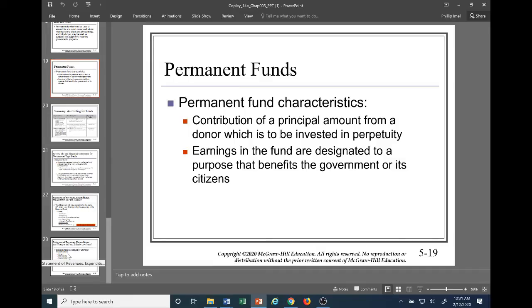So the characteristics of a permanent fund. Contribution of a principal amount from a donor, which is to be invested in perpetuity. Perpetuity is what? Indefinitely, right? So just pretty much forever.